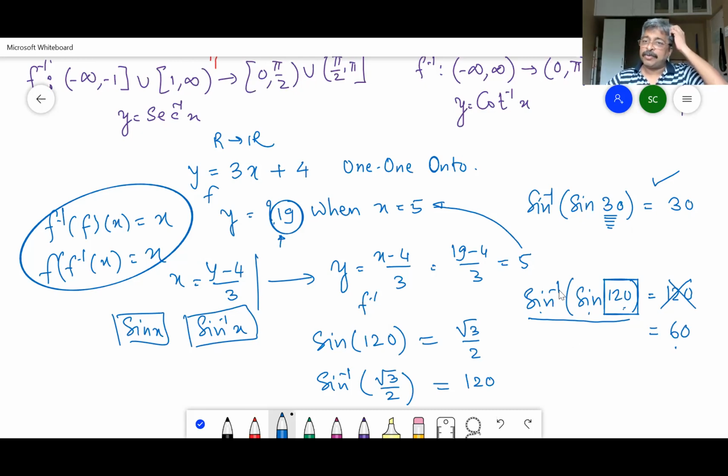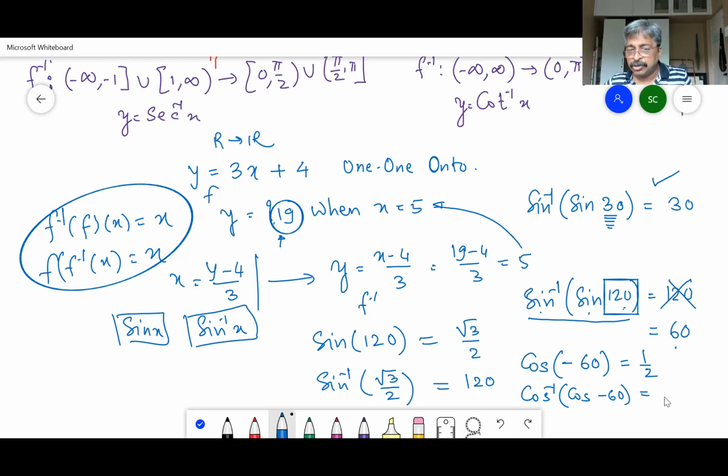Similar situations will be there for tan, similar situations will be there for cos, etc. What is cos of minus 60 degree? Half. So cos inverse of cos of minus 60 degree.